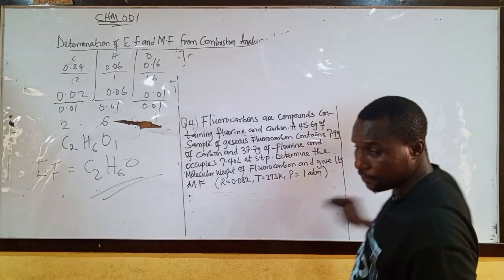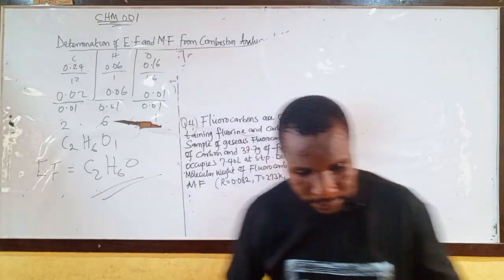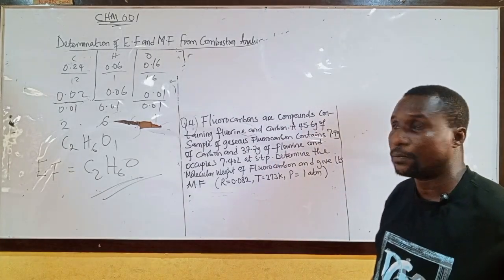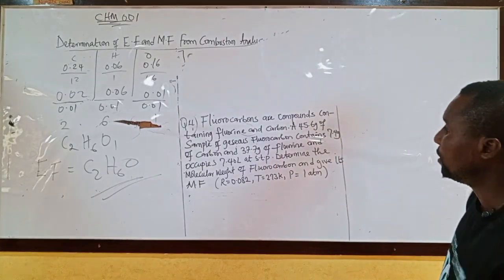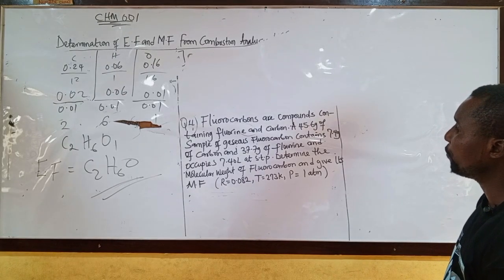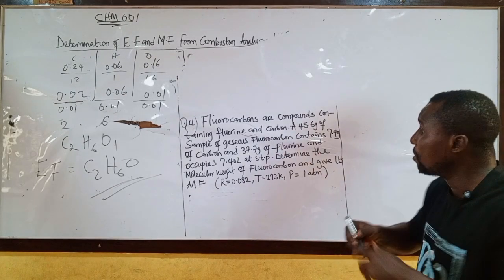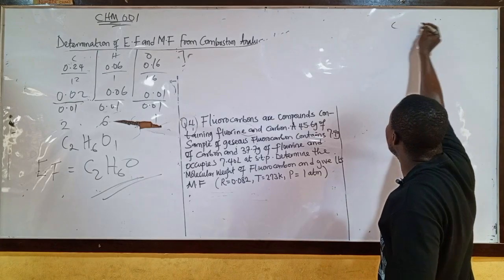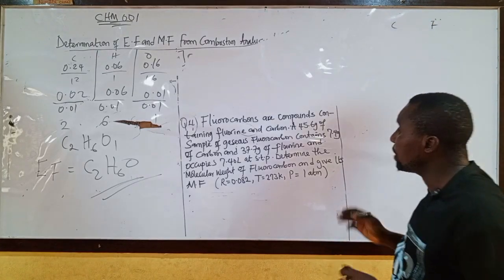Very important question. Let's see. The question is: fluorocarbons are compounds containing fluorine and carbon. That means a fluorocarbon contains only what? Carbon and what? Fluorine. They've told us that.